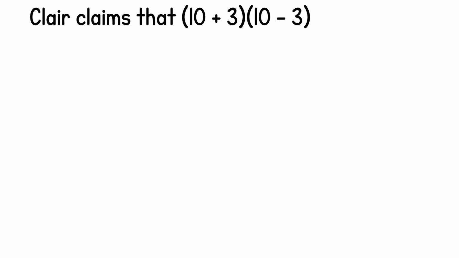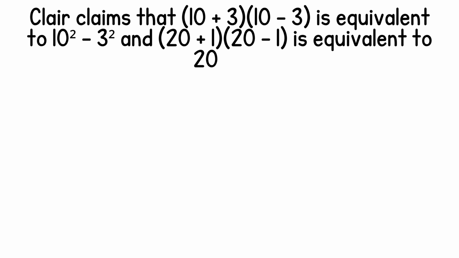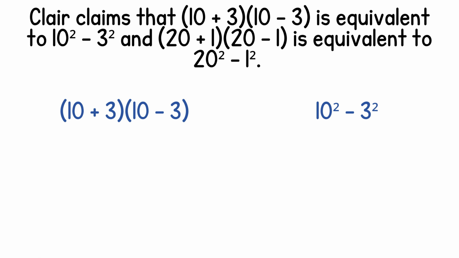In this example, Claire claims that 10 plus 3 times 10 minus 3 is equivalent to 10 squared minus 3 squared, and that 20 plus 1 times 20 minus 1 is equivalent to 20 squared minus 1 squared. So we can find out if Claire is right by taking both of her expressions and simplifying them to see if they give us the same answer. We'll start with the terms with 10 and 3. So we have 10 plus 3 and 10 minus 3. If we add 10 and 3, we'll get 13, and if we subtract 10 and 3, we'll get 7. Multiplying these together gives us 91.